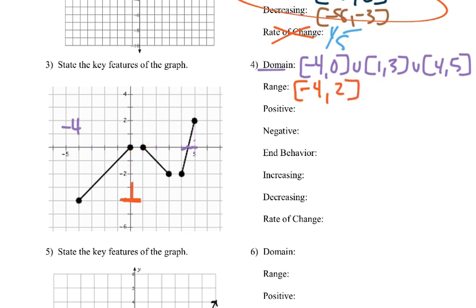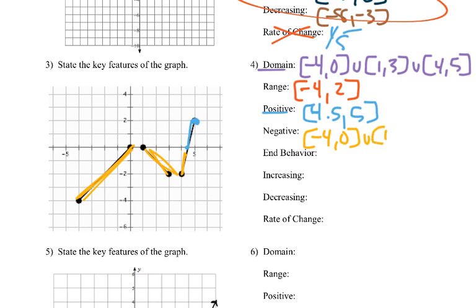Where's this graph positive? Really from that section up here, so it would be from probably 4.5 to 5. Which means everywhere else, it's going to be negative, isn't it? All these sections right here. So from -4 to 0, then from 1 to 3, and then finally from 4 to 4.5.